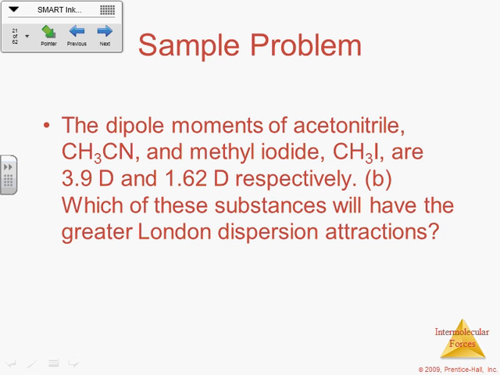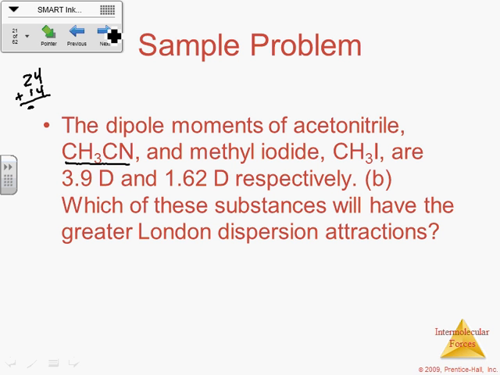Now the question is, which of these will have the greatest London dispersion attractions? So now you just need to look at molar mass. Usually the bigger the mass, the higher the London dispersion forces. And you can probably tell here, you add all of this together, you're going to get a fairly low mass. Nitrogen's 14, each of the carbons is 12, and so you get 24.